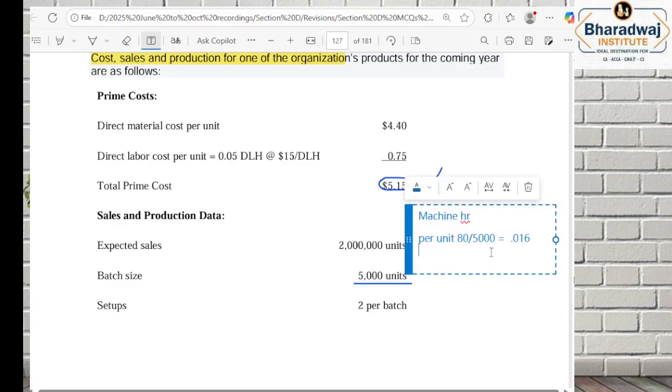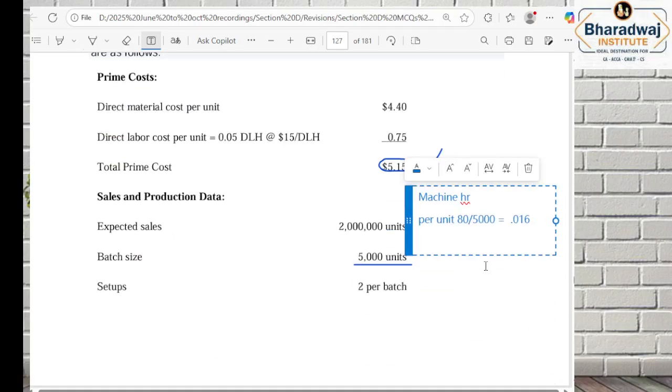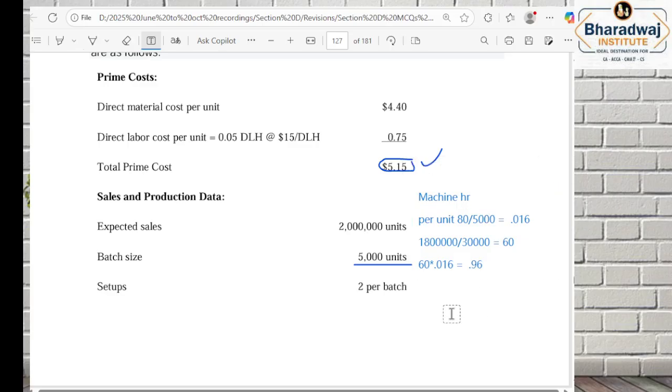What is the rate per hour? 18 lakh divided by 30,000, that is 60. So overheads will be 60 per hour into 0.016 per unit. This will give us the per unit cost, 0.96.